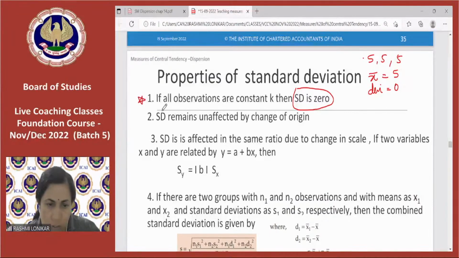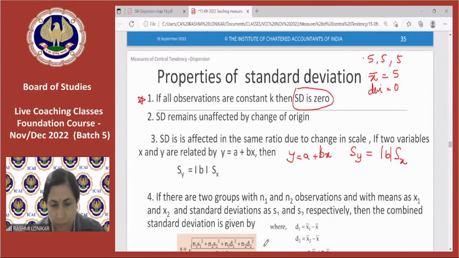Important theory question: standard deviation remains unaffected by change of origin, but it is affected by change of scale. So if you have y is equal to a plus bx, then the standard deviation of y will be equal to mod b times the standard deviation of x.